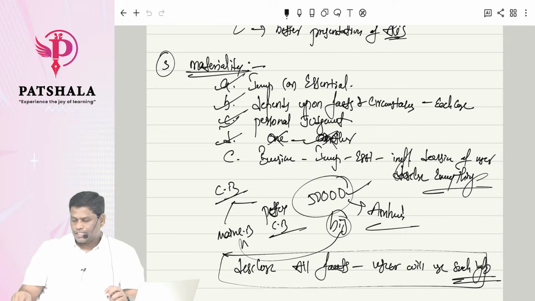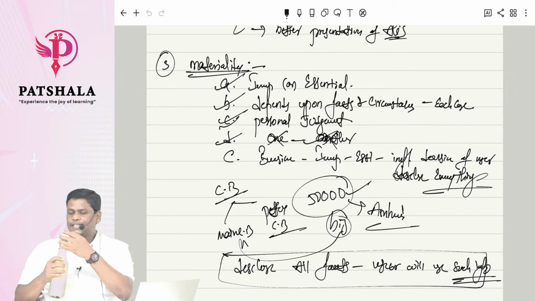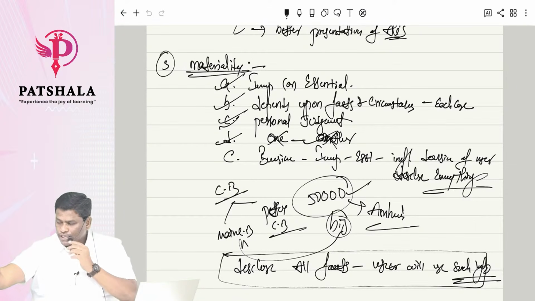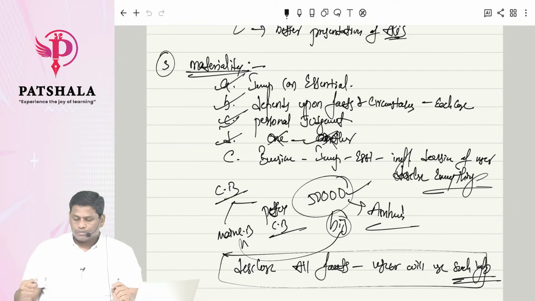Right. Materiality means important or essential. Second point. What is material? What is material depends upon facts and circumstances of each case.